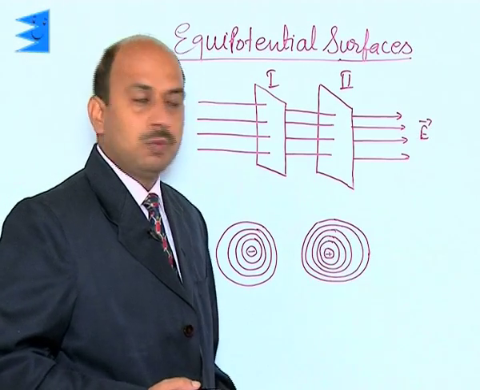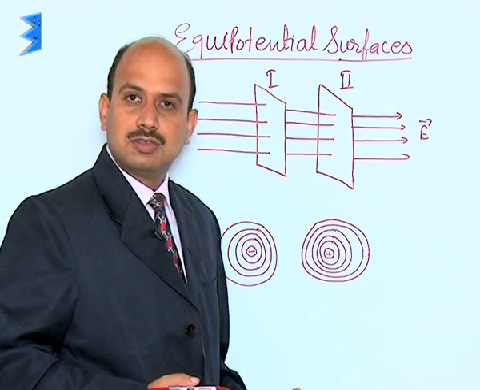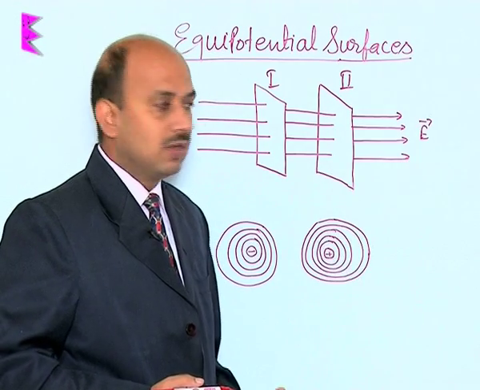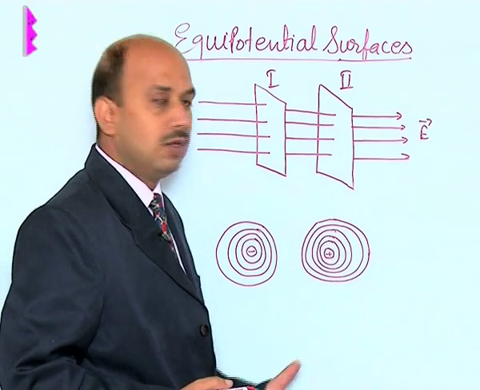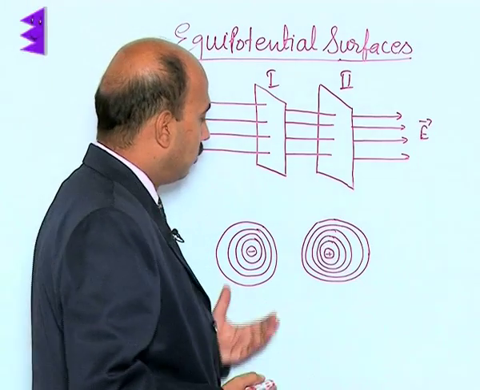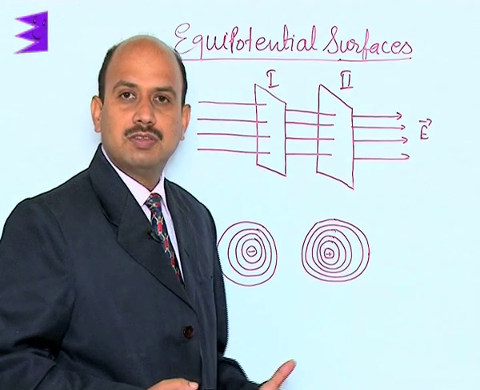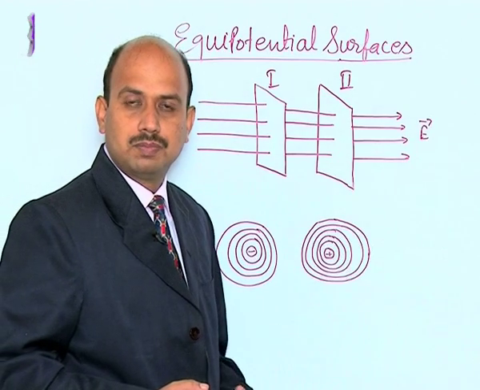So we have seen equipotential surfaces for a point charge, that is concentric spherical surfaces, and for a uniform electric field, that is the planes perpendicular to the electric field, and also we have taken the equipotential surfaces for an electric dipole.